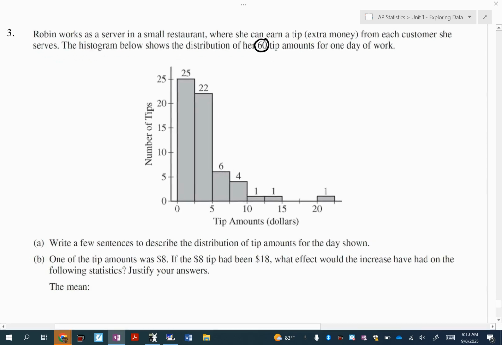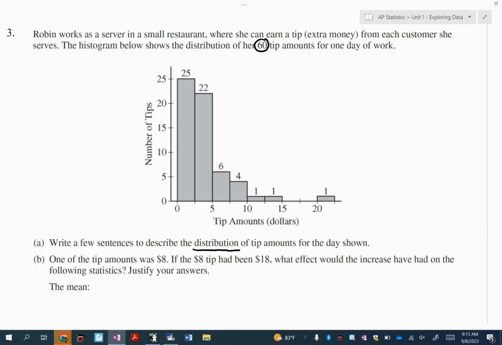Okay, so write a few sentences, and I'll actually do this one, where you describe the distribution of her tip amounts for that day. So the moment you read that, you got to be thinking shape, center, and spread in context.